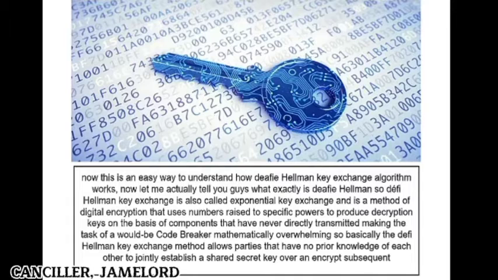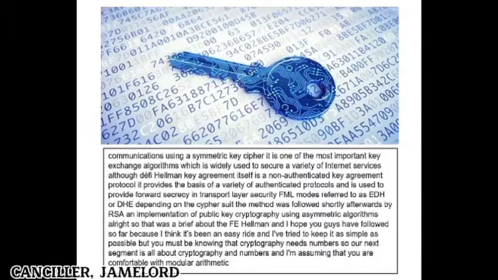Basically, the Diffie-Hellman key exchange method allows parties that have no prior knowledge of each other to jointly establish a shared secret key, and then encrypt subsequent communication using a symmetric key cipher. It is one of the most important key exchange algorithms, which is widely used to secure a variety of internet services.